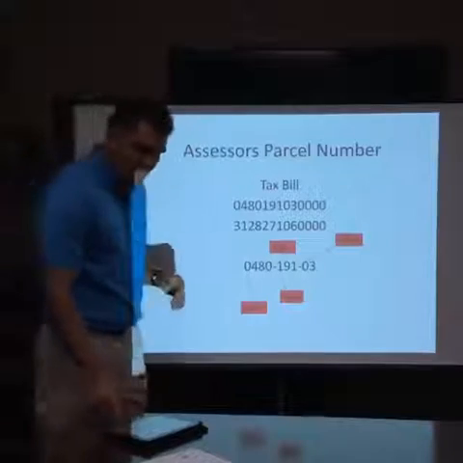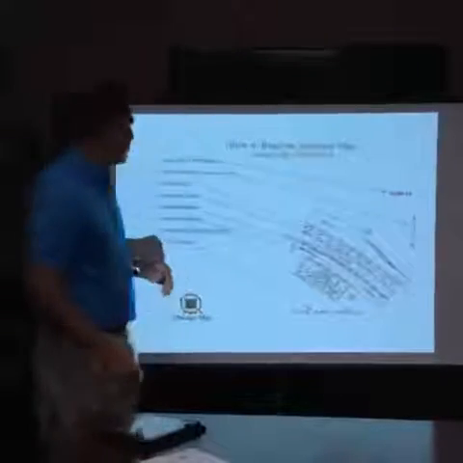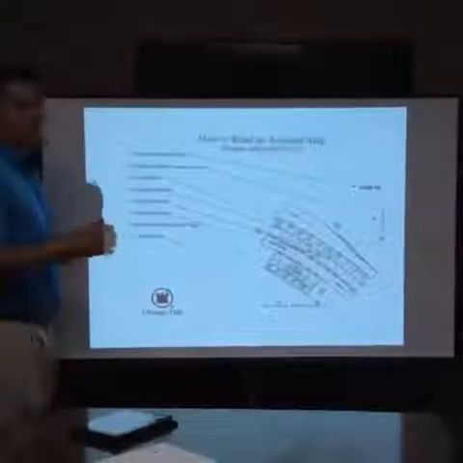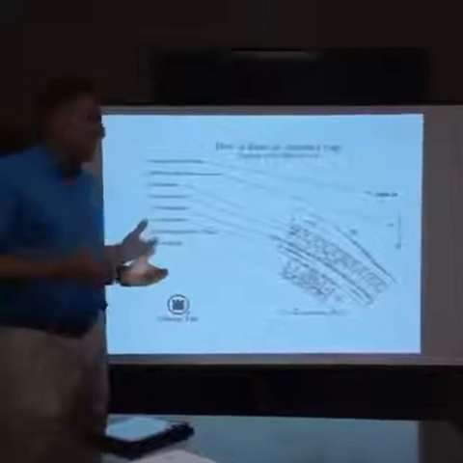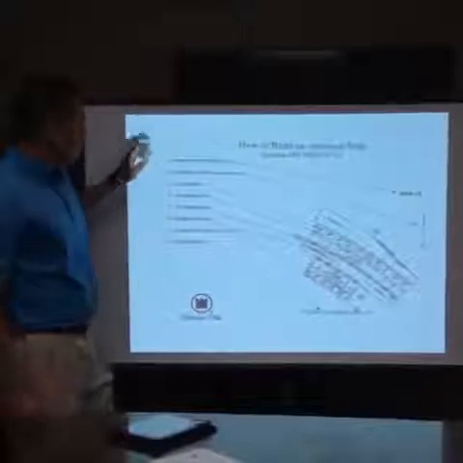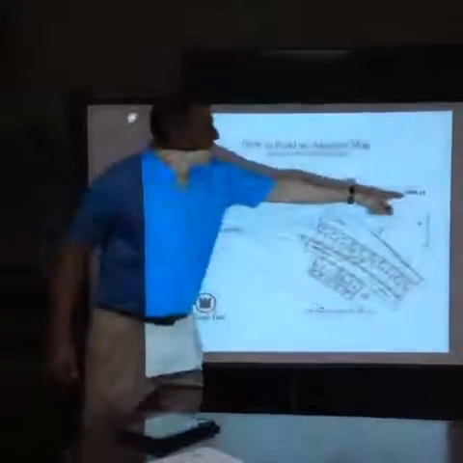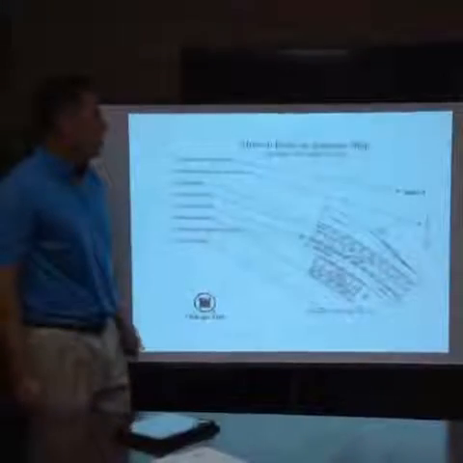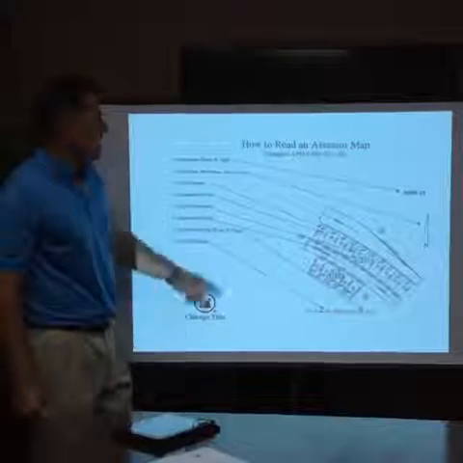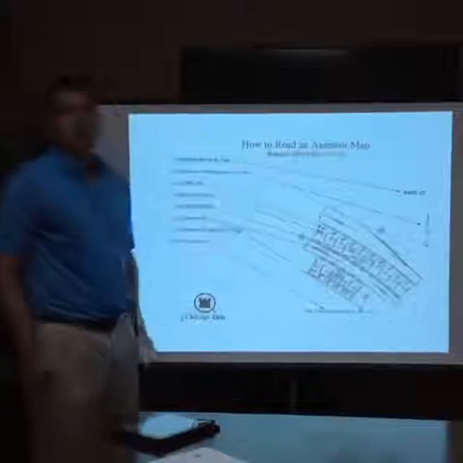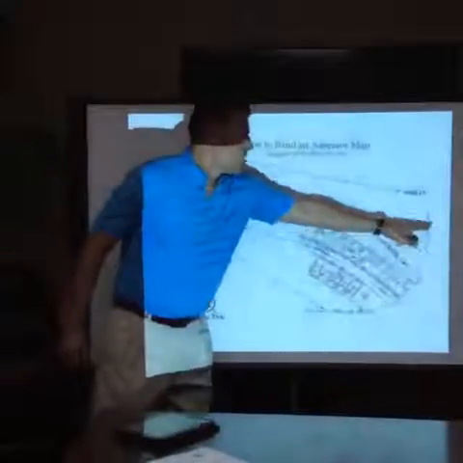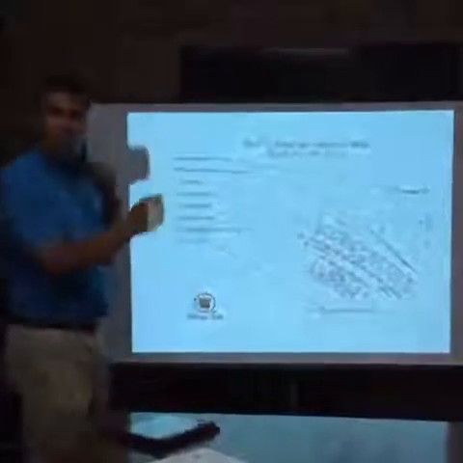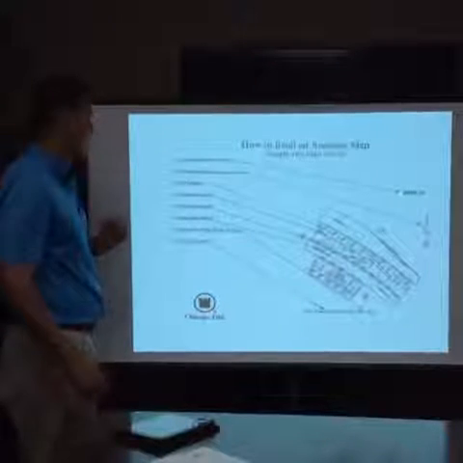Okay, so let's jump into our plat map. A lot of times you'll see these in our property profiles, or you can go on our website and pull a lot of these down. Our book and page will be right here in the upper right-hand corner. Here's our sample parcel number we're going to be working with. Right here is our directional arrow. That's always going to be pointing north, so you know which way is north.